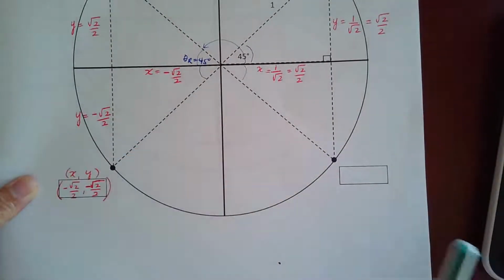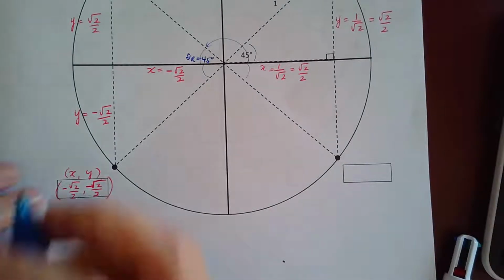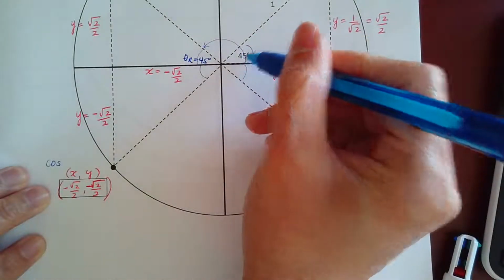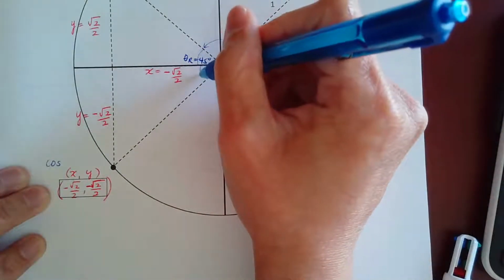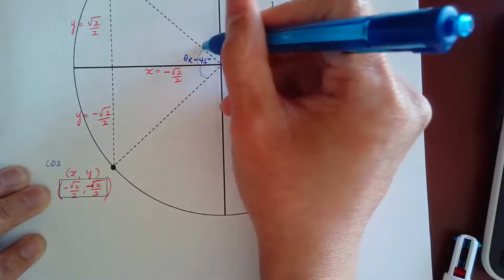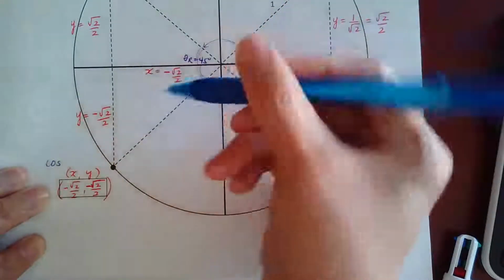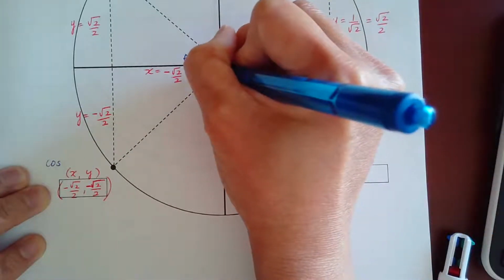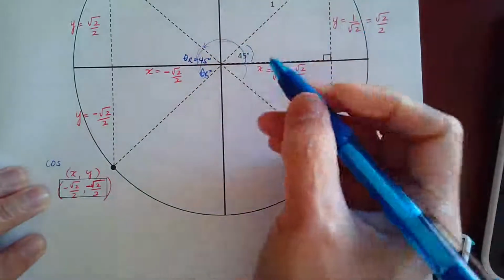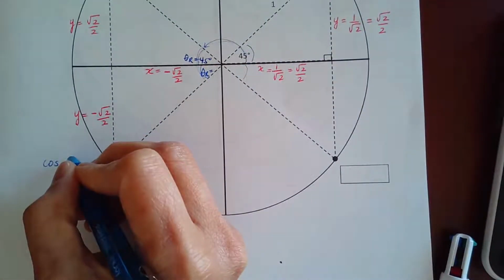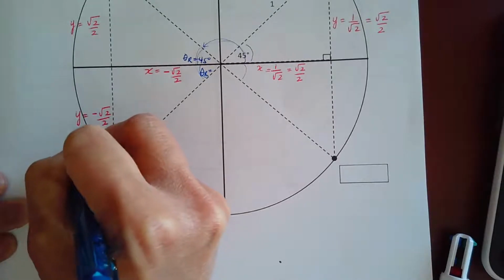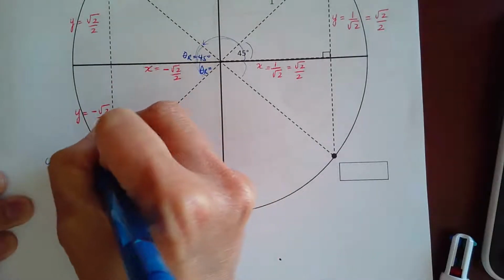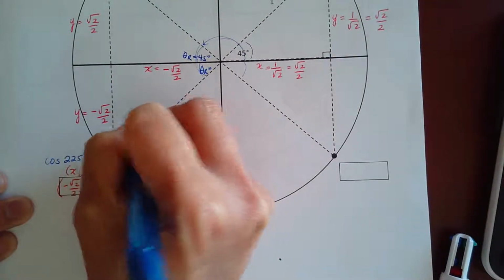And what do the x and y mean? The x is the cos of an angle. So cos of what angle are we talking about? From here, the initial arm, to this terminal arm at 180 plus the 45 degrees. This is our theta. That's going to be 180 plus 45, which gives us 225 degrees. And then the y would be the sine of 225 degrees.